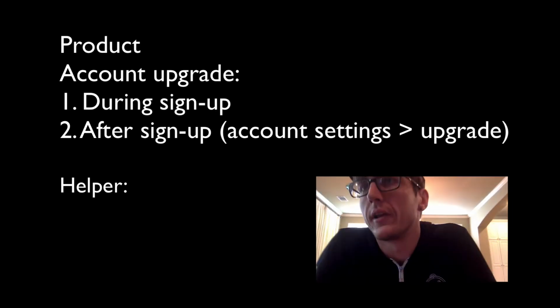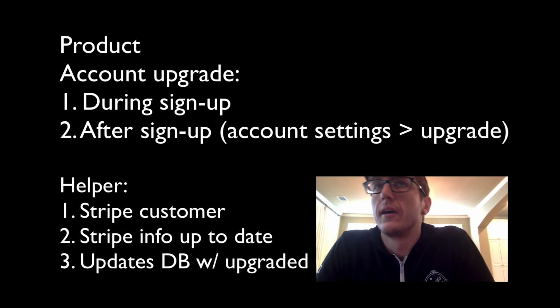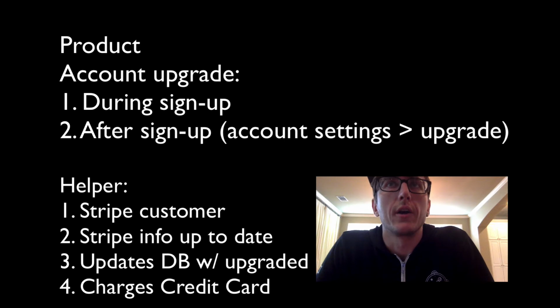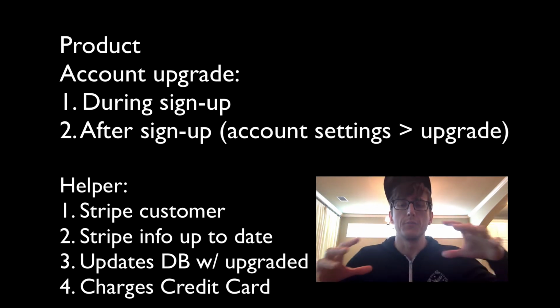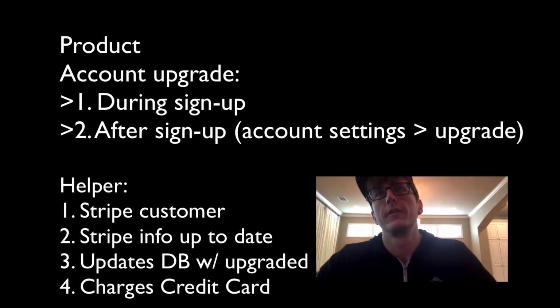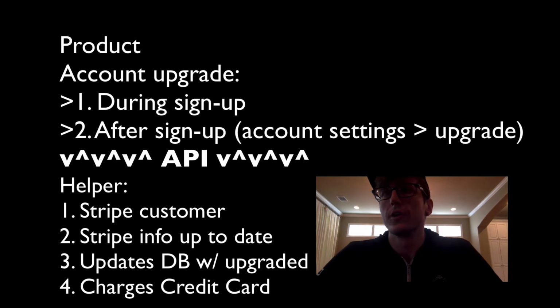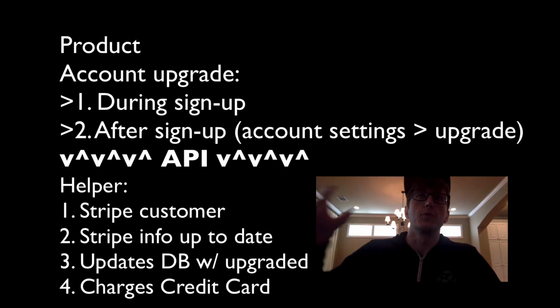So maybe there's the part that makes sure you have a Stripe customer, makes sure your Stripe info is up to date, updates the database to say that you're upgraded, and then maybe it charges your credit card. And so maybe you took that logic and put it in a helper. So that helper, the way that you call it from those two different spots in the code, that's an API. Because what makes it an API is the fact that you're now designing a way that it gets called. Just pretty much any kind of communication code. Yeah, anything that's designed for other code to talk to, because it's an application programming interface.